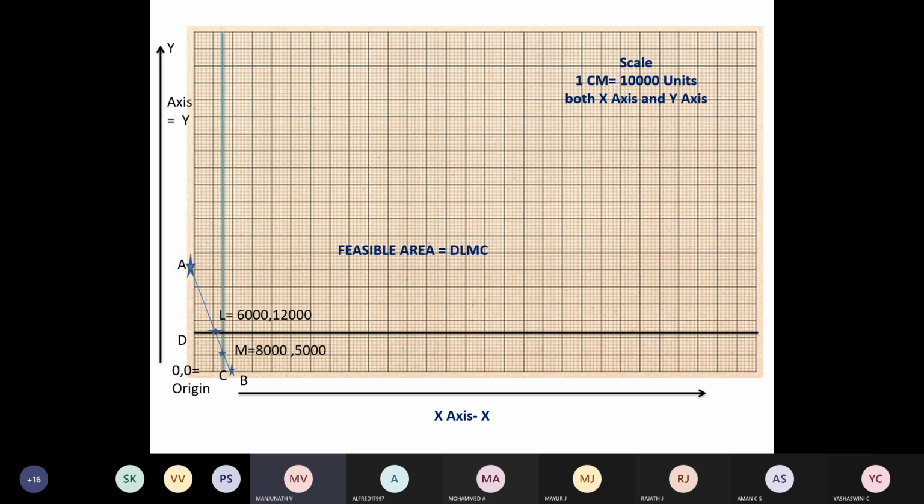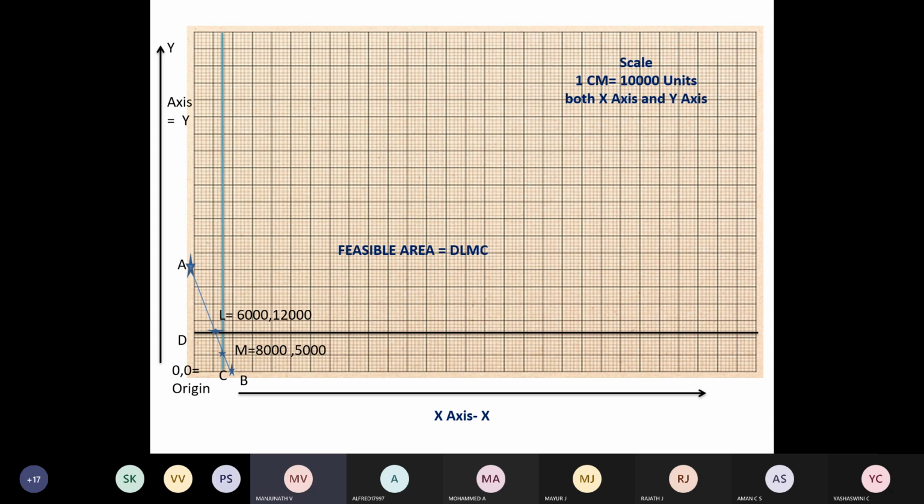Now here, after 10, two small divisions on the upper side, there you mark D and draw one horizontal line at D. Got it? Line D is cleared now. Line AB is cleared. Line C is cleared. Line D is cleared. Any questions now?